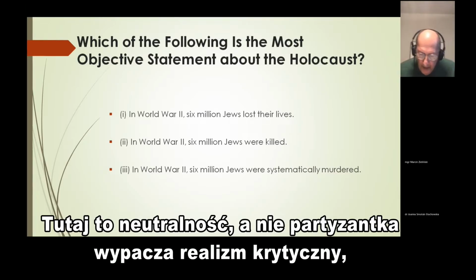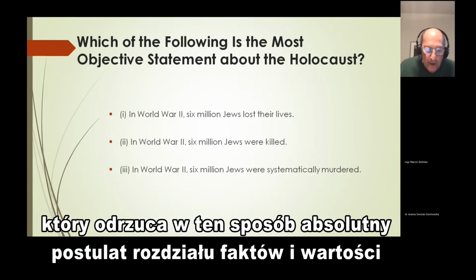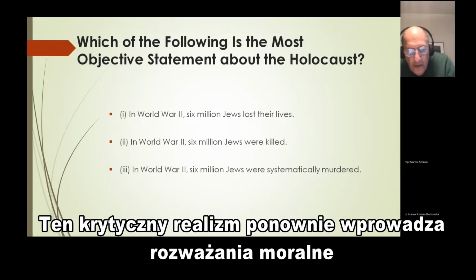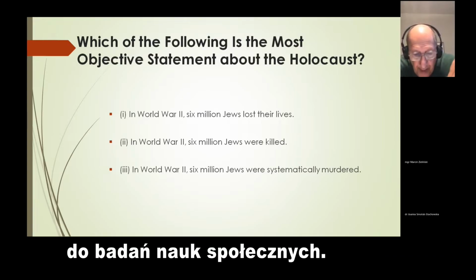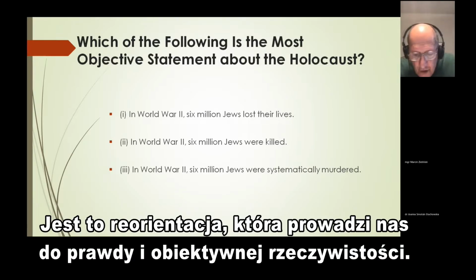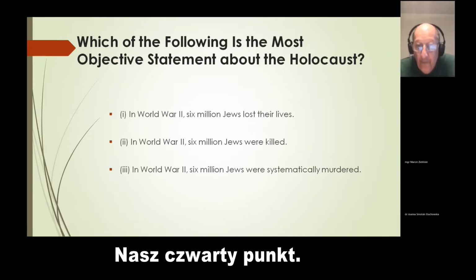Critical realism thus rejects the absolute positivist separation of facts and values and the epistemic posture of value neutrality that follows from it. Thus, critical realism reintroduces moral considerations into social science research. That's a major reorientation of great significance. It's a reorientation that brings us to truth and objective reality, our 4th point.